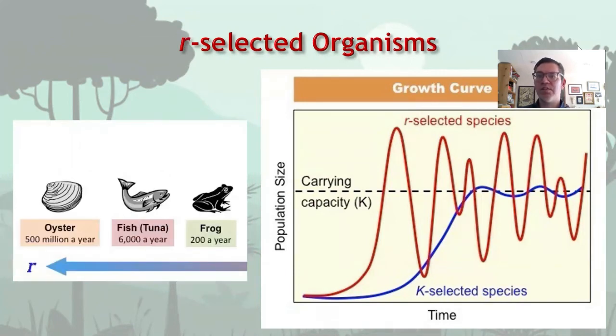We call species with a type 3 curve R-selected species. They have populations that fluctuate wildly, high reproduction rates, and offspring that do not require any parental care. R strategists have populations that are determined by Rmax. Bacteria, mice, and fish are R-selected.